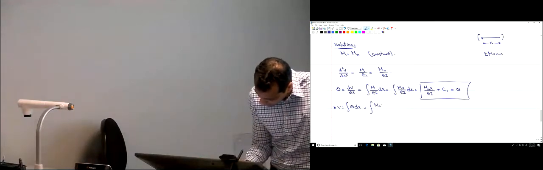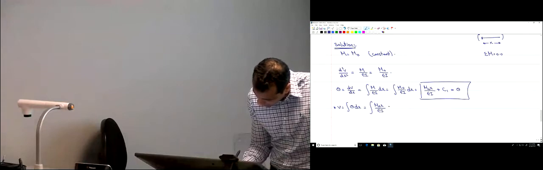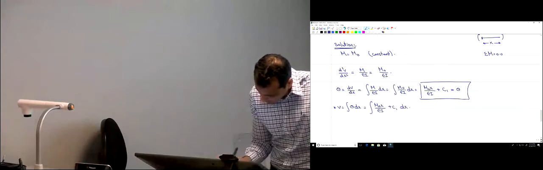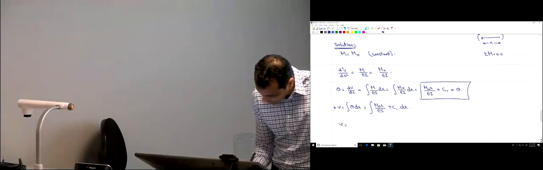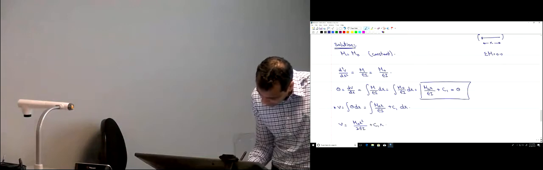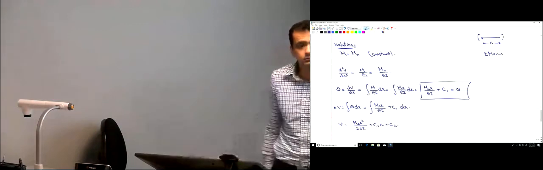Now, integrating again. Okay? V is equal to the integration of theta dx. So now I'm just integrating this M naught x divided by EI plus C1 dx. So doing this integration, the deflection at any point is M naught x squared divided by 2 EI plus C1 x plus C2. That's the deflection at each and every point. Okay? Is this the equation that we're looking for?